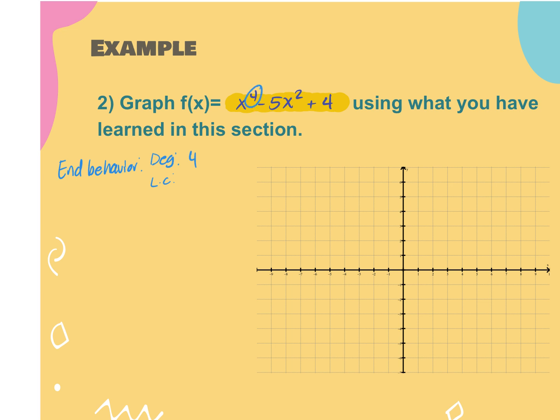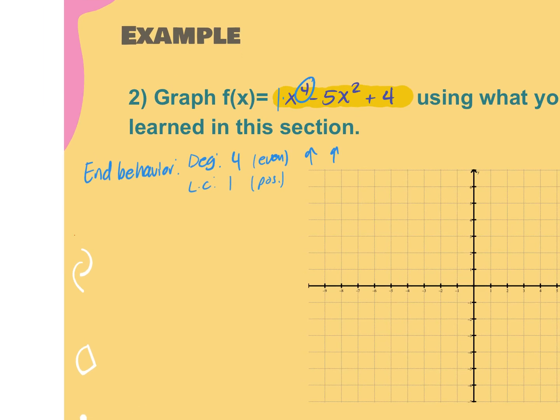The leading coefficient is going to come from the number in front of this term with the highest exponent, and it's going to be a 1. We don't see anything in front of it, so we assume it's a 1. This 4 is even, and this 1 is positive. Even positive goes up in both directions, so we should expect it to go something like that. No matter what the rest of our points look like, we know they should both be going up in both directions.